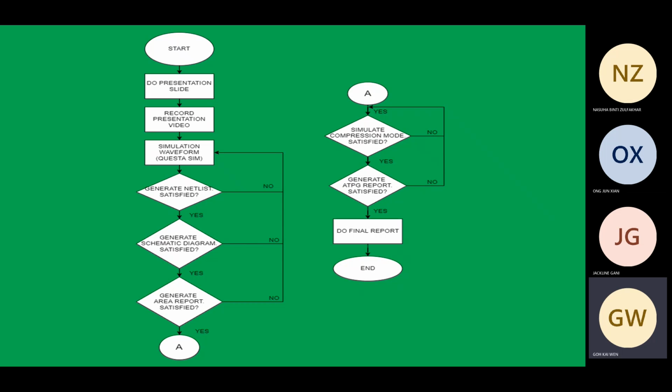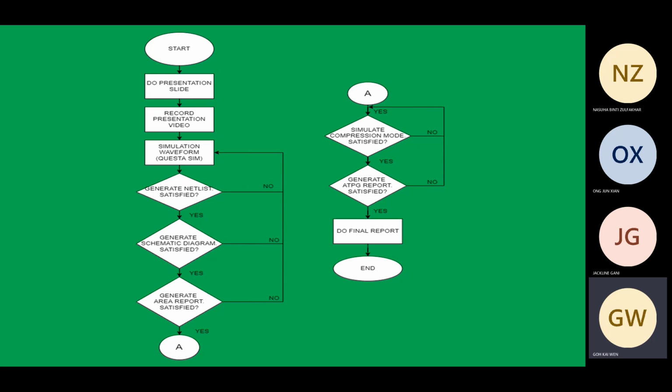If we are not satisfied with the schematic diagram, we will go back to QuartusSim. If we are satisfied, we will continue with generating the area report. If we are not satisfied, we go back to QuartusSim. If we are satisfied, we will continue to simulate the compression mode. If we are not satisfied, we go back to QuartusSim. Then if we are satisfied, we go to the next step, generating the ATPG report. If we are not satisfied, we go back to QuartusSim again.